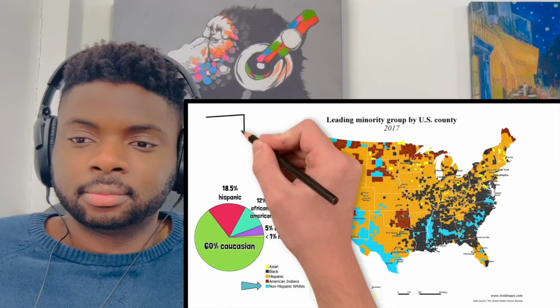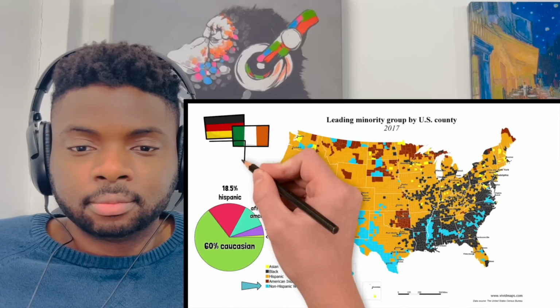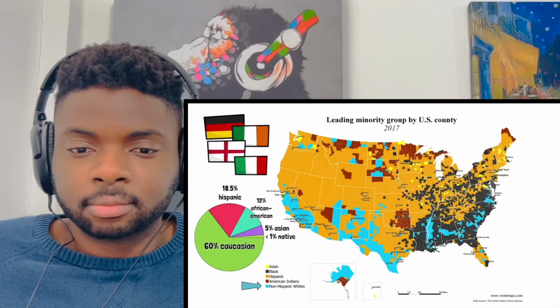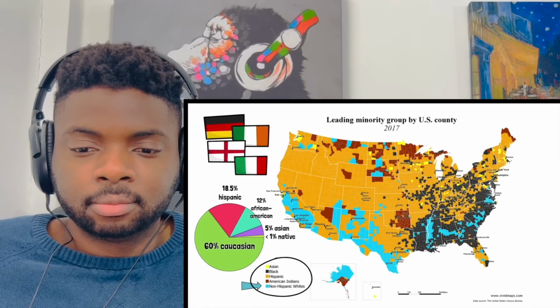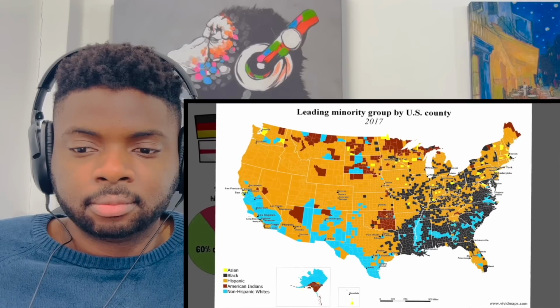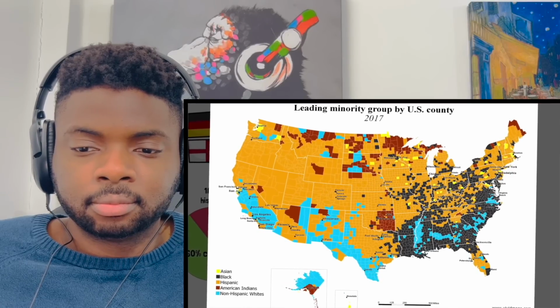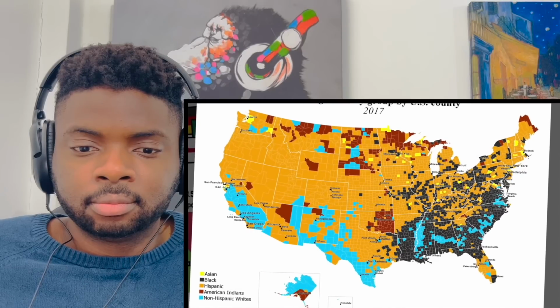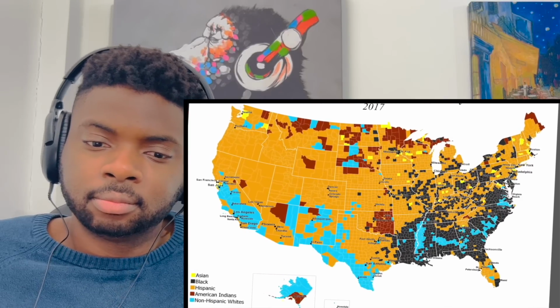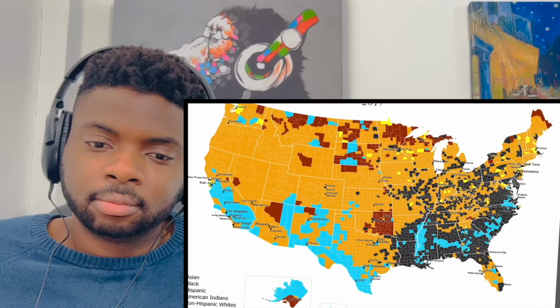You could also divide the Caucasians into different origins: Germans, Irish, English, Italian, etc. But the ones which represent the biggest minorities are African Americans, Hispanic Americans, Native Americans, and Asian Americans. In this map we can get some pretty interesting pieces of information. First, Asian Americans are the largest minority in very few places. Some that stand out are Seattle, San Jose, Boston, and Honolulu.